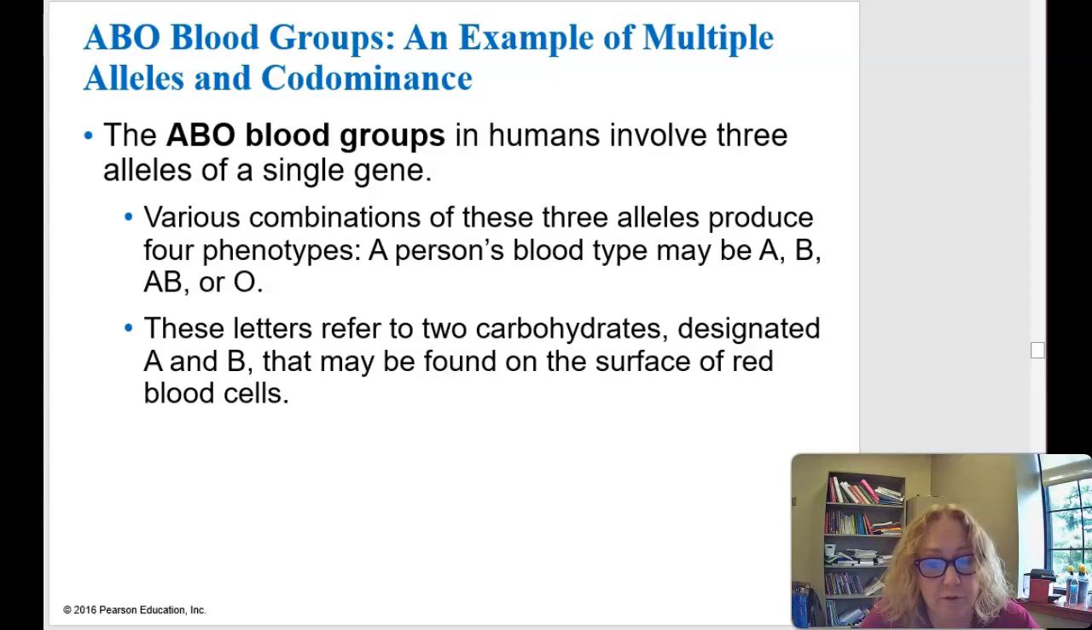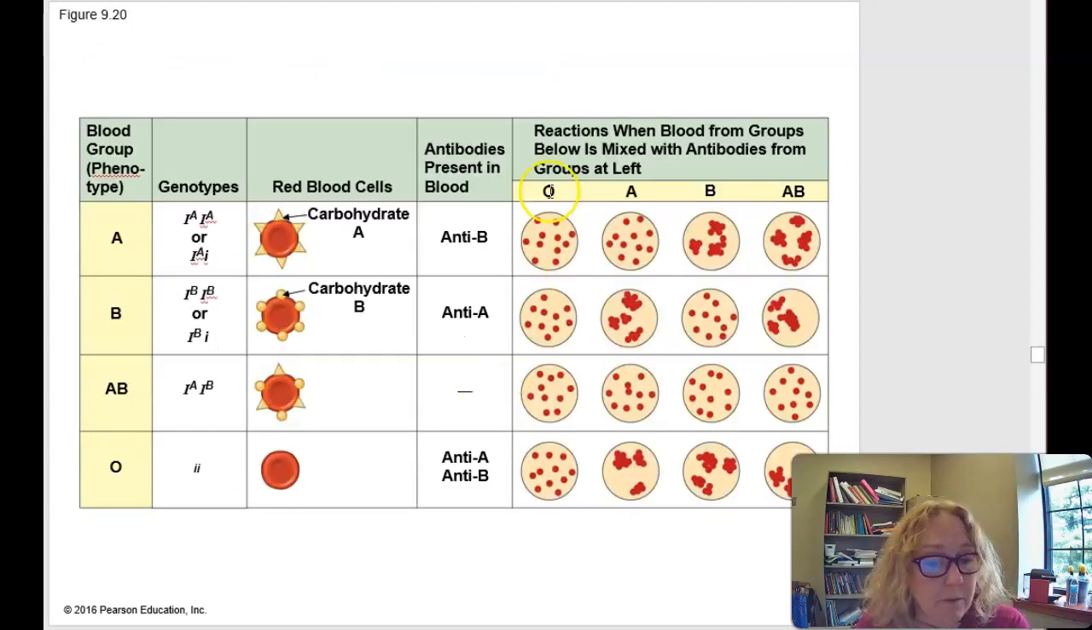And the letters refer to the carbohydrates designated as A and B that may be found on the surface of the red blood cells. And this has really revolutionized people's ability to have surgery and survive surgery, because now you can be transfused with compatible blood, and it will not be rejected, and therefore you will not die during surgery, which we're all excited about.